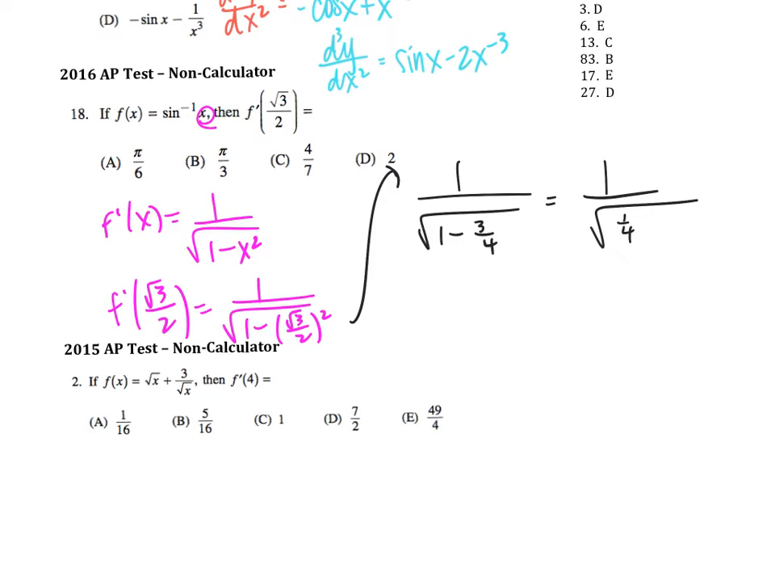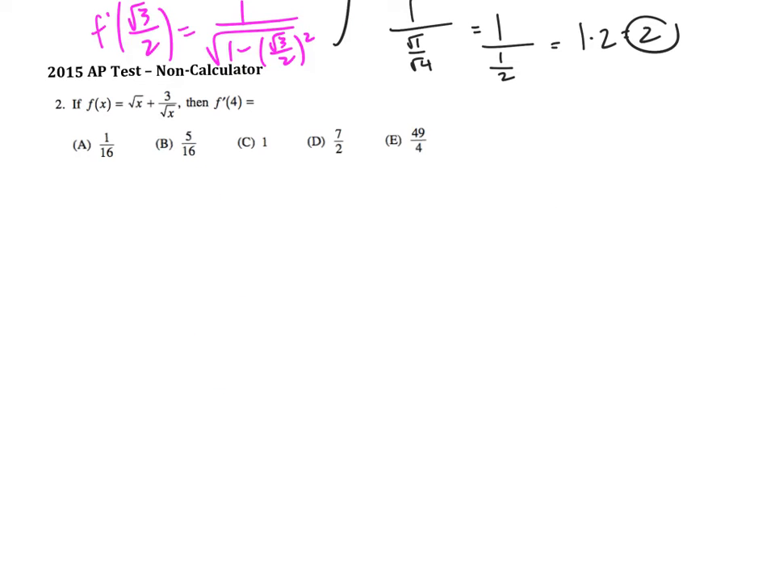It's an excessive square root sign. The square root of 1/4 is the same as square root of 1 over the square root of 4. The square root of 1 is 1. The square root of 4 is 2. 1 divided by a half is the same as 1 times 2. My answer is 2.